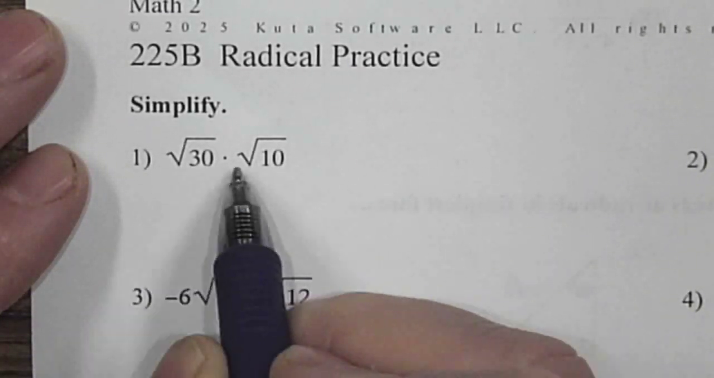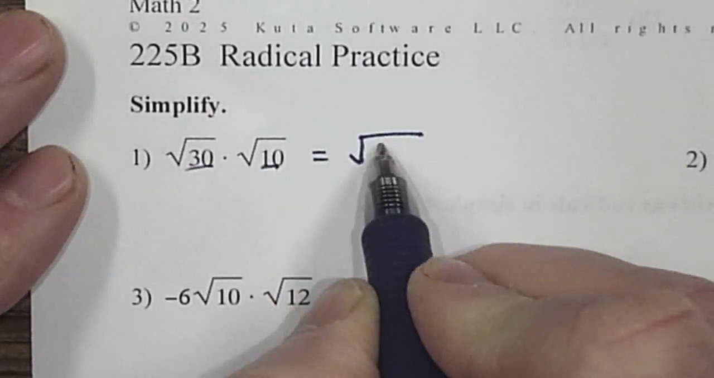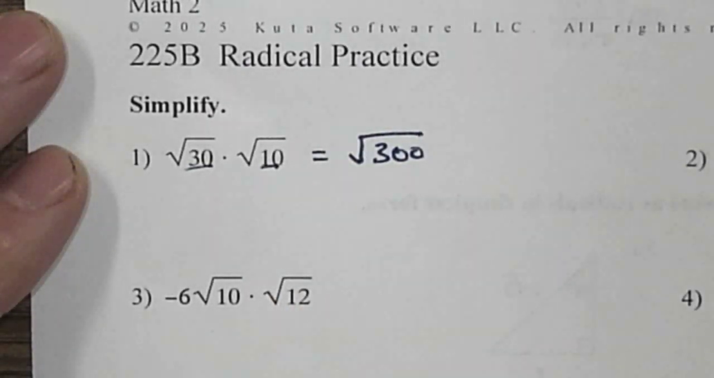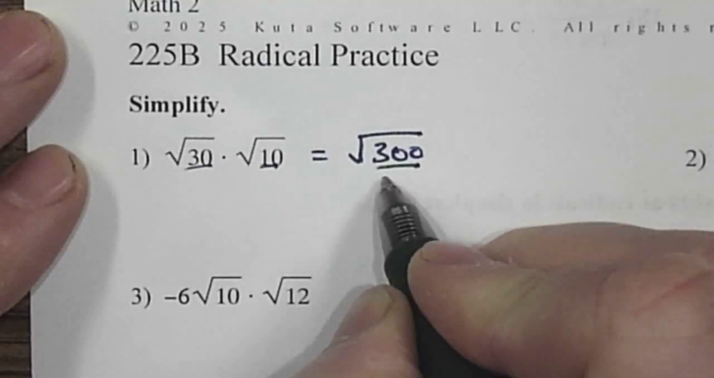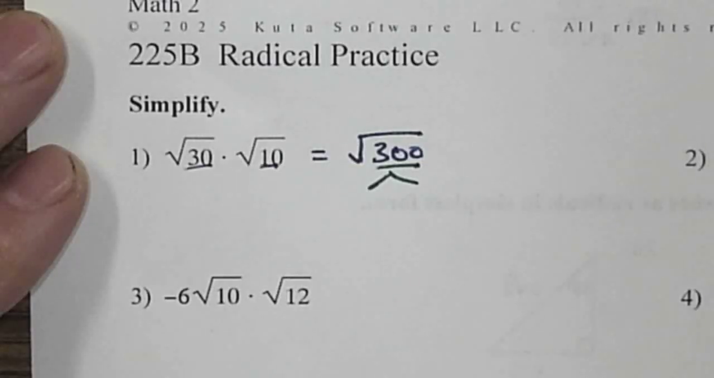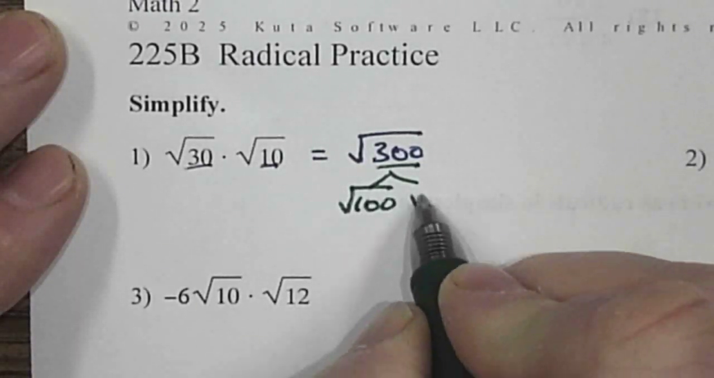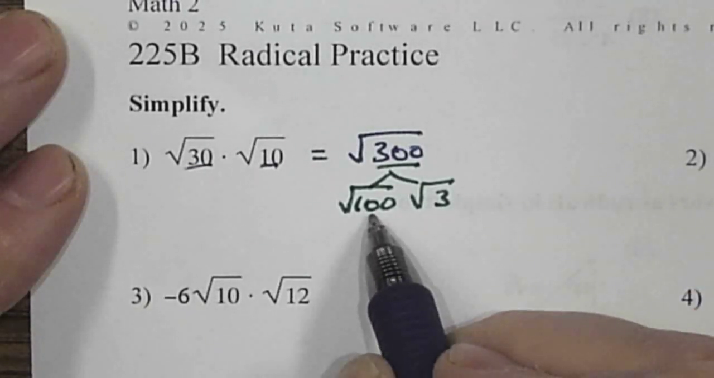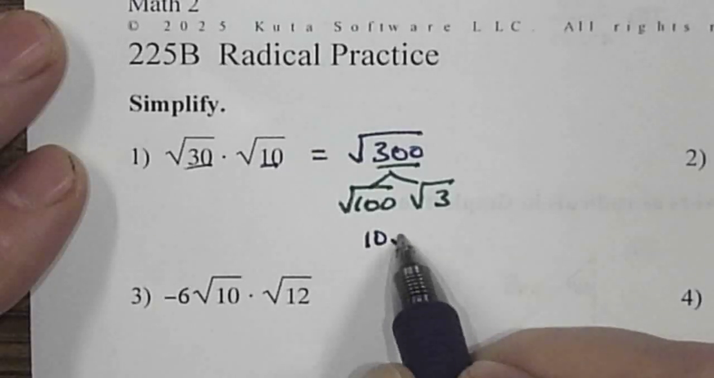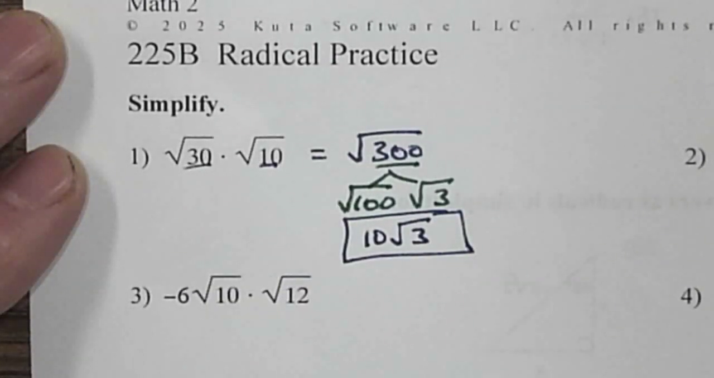When you're multiplying radicals, if the numbers are inside the radical, you can multiply them together. 30 times 10 is 300. After you multiply them together, you must rationalize the number inside. In other words, I want to know what perfect square goes into 300. Well, that's 100 times 3. 100 is my perfect square. Square root of 100 is 10. So I get 10 root 3. Root 30 times root 10 is 10 root 3.